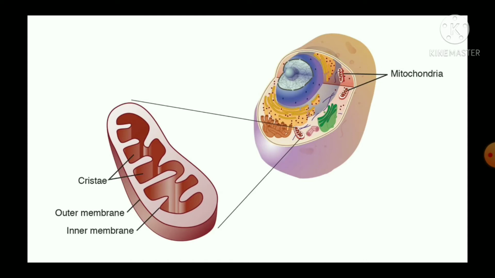The energy required for various chemical activities needed for life is released by the mitochondria in the form of ATP, which is produced by mitochondria. So ATP is nothing but adenosine triphosphate molecules.